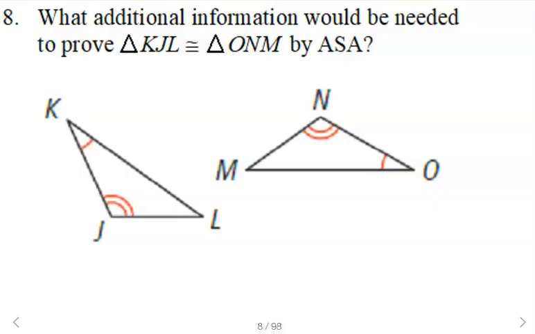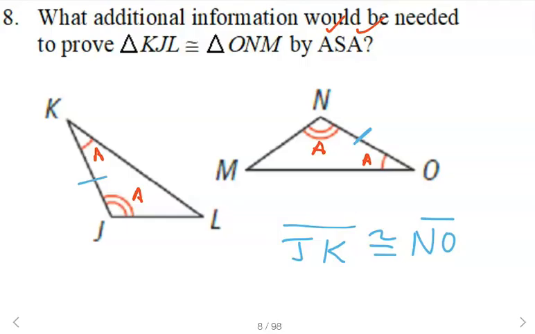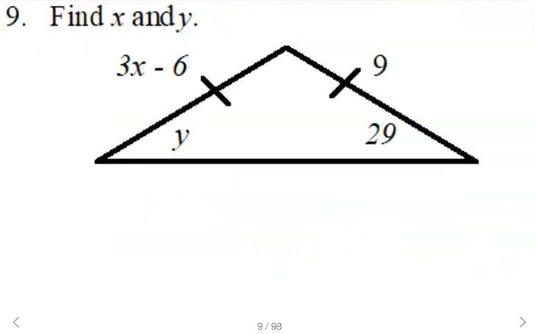All right, wanting to use angle side angle, well, we have angle K and angle O are congruent. That's a pair of angles. Then we have angle J and angle N congruent. That's a pair of angles. We need the sides in between them, so it's going to be segment JK must be congruent to segment NO. That would allow us to use angle side angle. Two angles and the included sides.